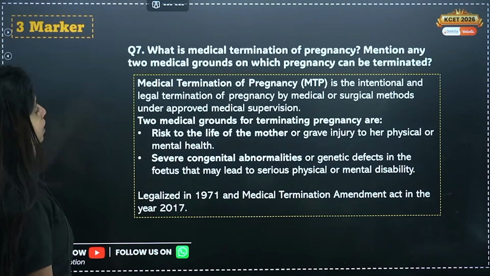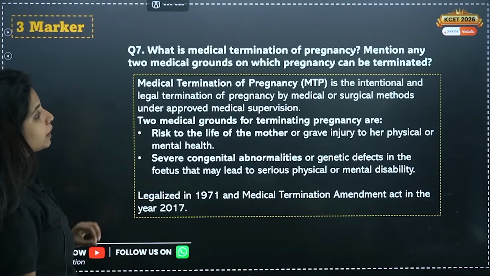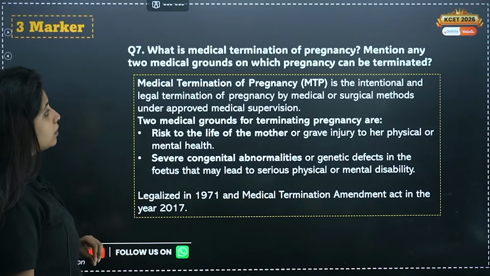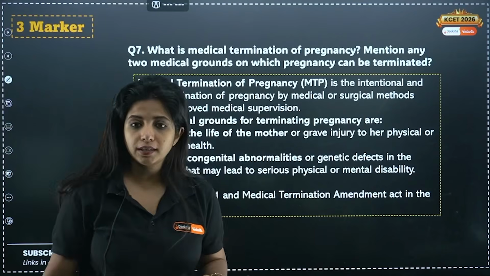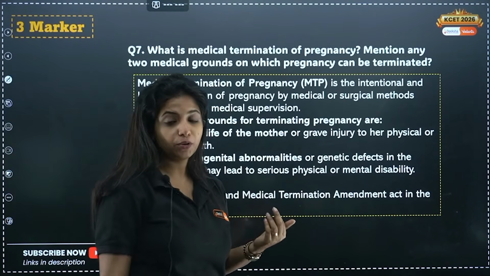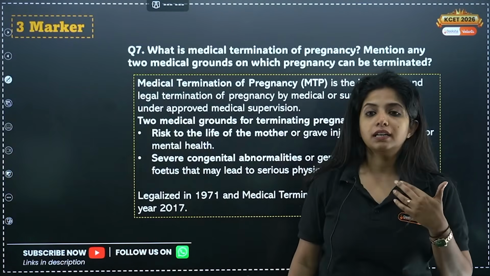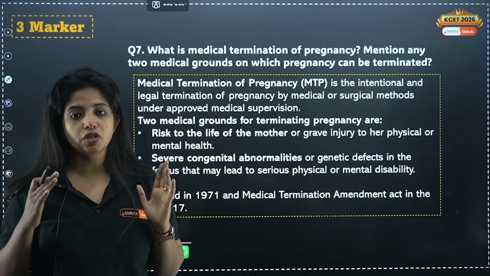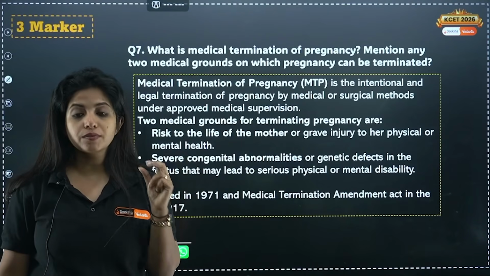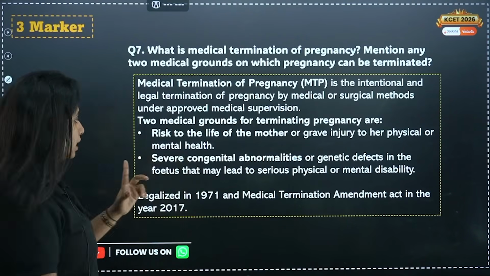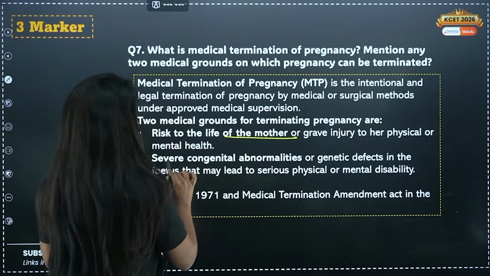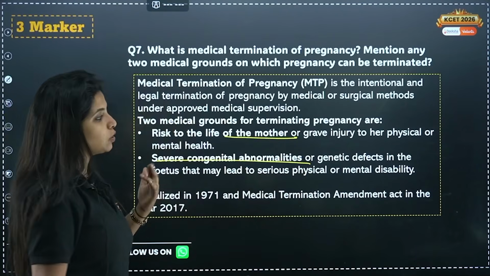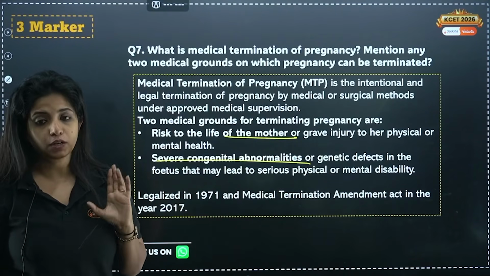Now, going ahead, what is medical termination of pregnancy? Mention any 2 medical grounds on which pregnancy can be terminated. What is medical termination of pregnancy? I already told you, it is induced abortion. It is intentional, my dear children. It's a legal termination by medical or surgical methods. Now, there are 2 medical grounds on which people can take this up: when there is risk to the life of the mother, or severe congenital abnormalities or genetic defects in the fetus that is going to be produced.